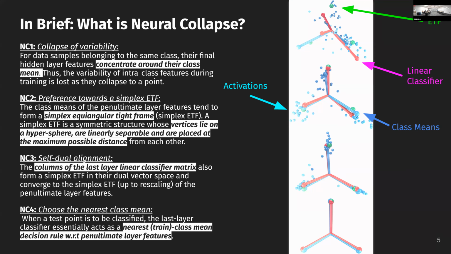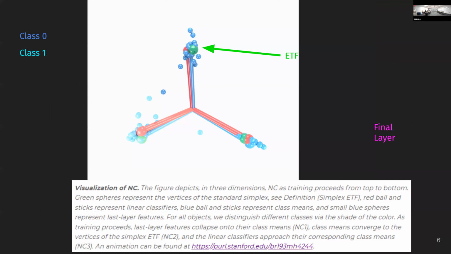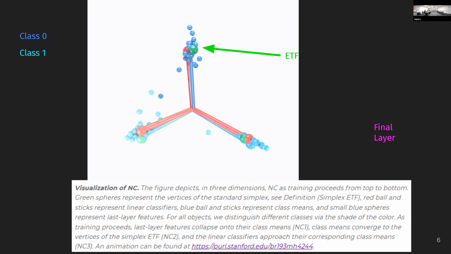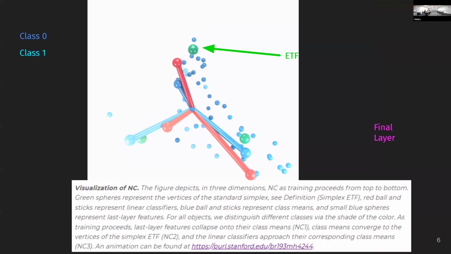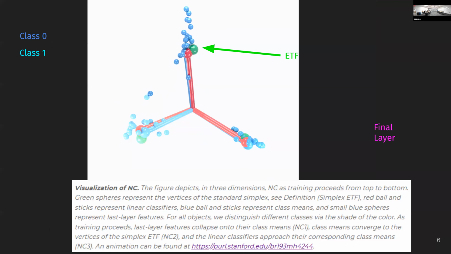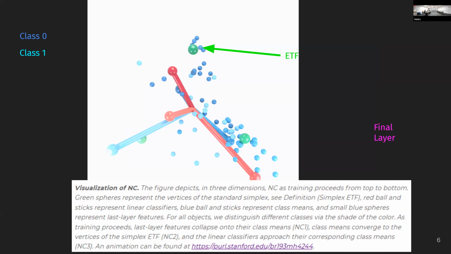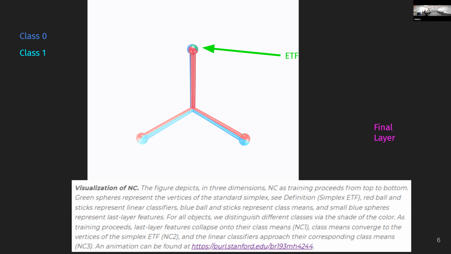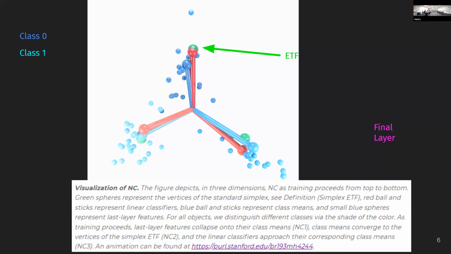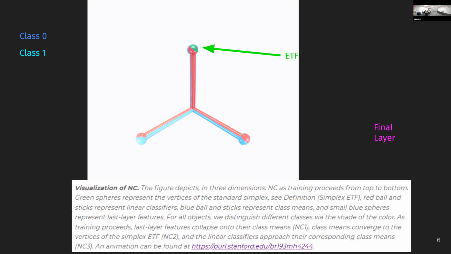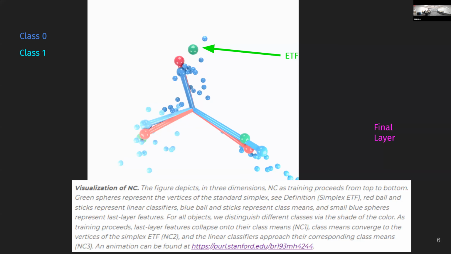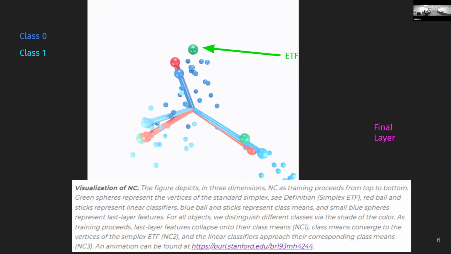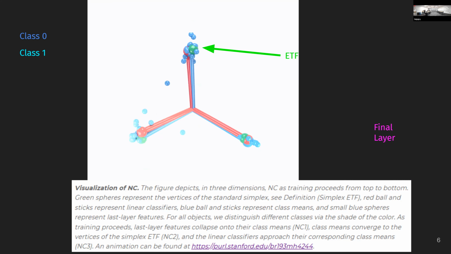That's what was more interesting to me about this work. But just looking at this animation is fun. You can see this convergence occurring, right? The two classes on the blue and cyan stick poles are the class means, and the individual spheres are individual samples. The red stick poles are, I believe, the last-layer linear classifier, and this ETF is the equiangular tight frame, the simplex that everything is converging to.